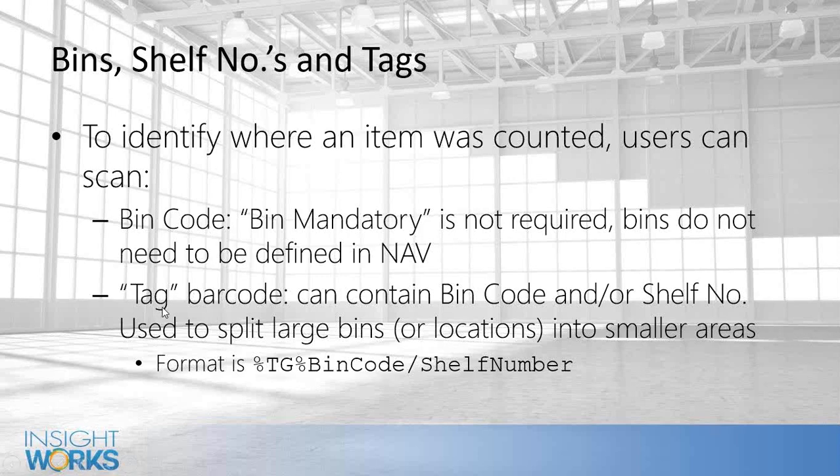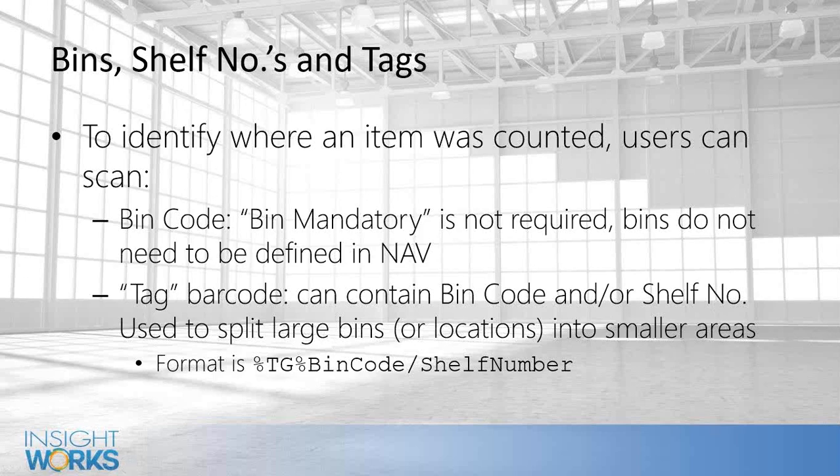The other option is a tag barcode, which allows you to scan a shelf number. So it doesn't go in the bin field, it goes in the shelf number field. And the nice thing about this is you can actually have the bin code and the shelf number in a barcode, and it'll put both of those on the count line at the same time. And the advantage of that is that it splits large bins into smaller areas.